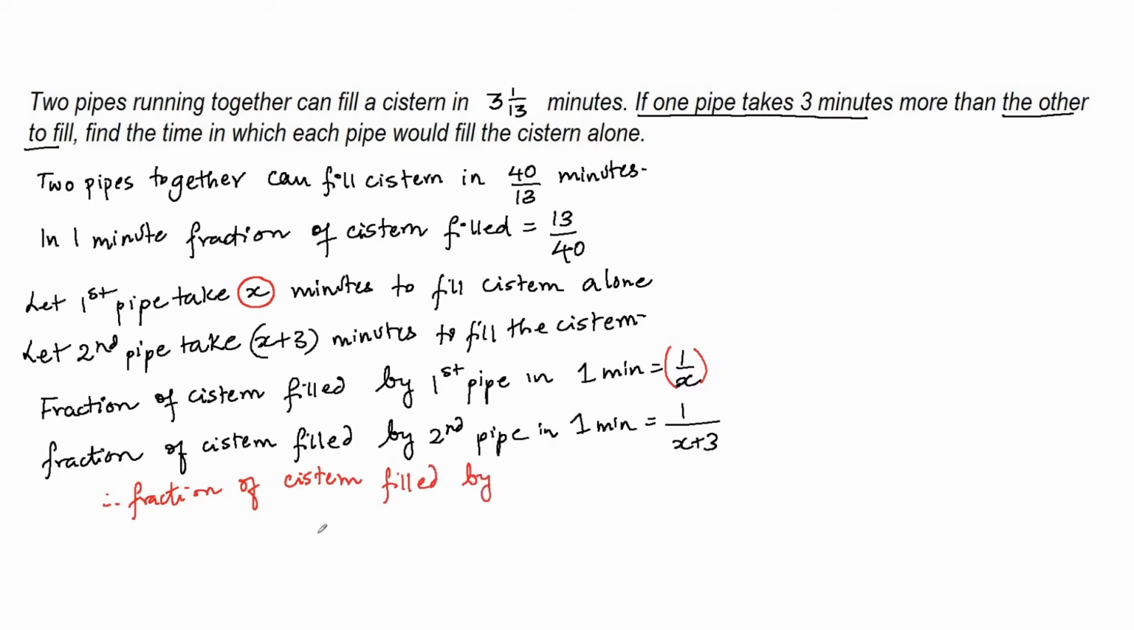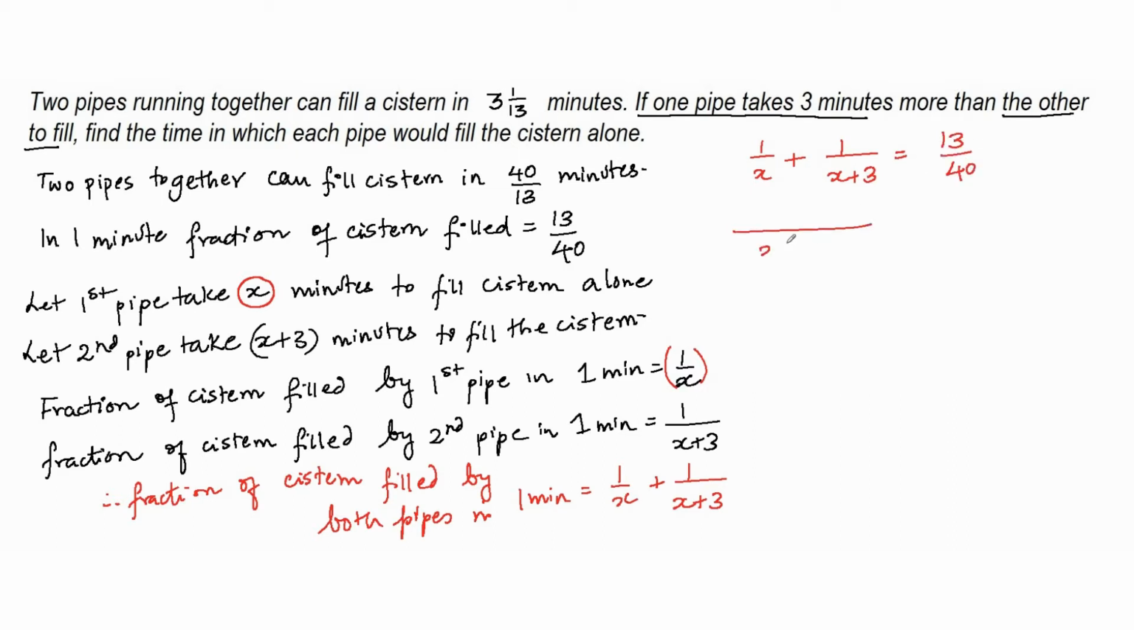And therefore, the fraction of cistern filled by both pipes in 1 minute is going to be the addition of these two fractions, because in 1 minute the first pipe fills 1/x of the tank, and in the same minute the second pipe fills 1 by x plus 3 of the tank, right? So this is the total fraction of the cistern which gets filled, which means 1 by x plus 1 by x plus 3 is equal to 13 divided by 40.